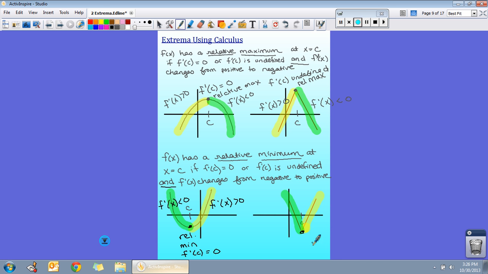Similarly, on the fourth graph, we know that this is a relative minimum. f prime of c is undefined, and the slope is changing from a negative to a positive.